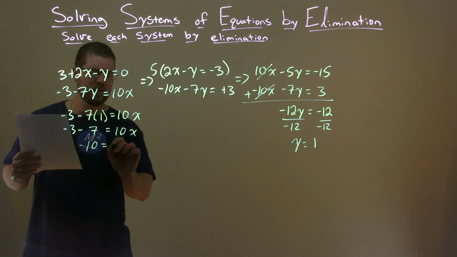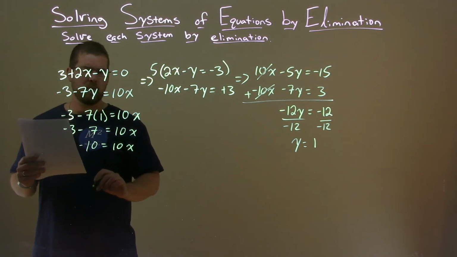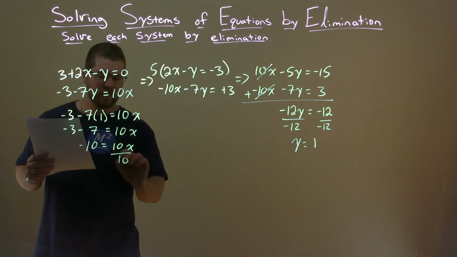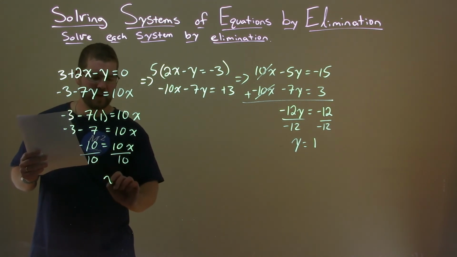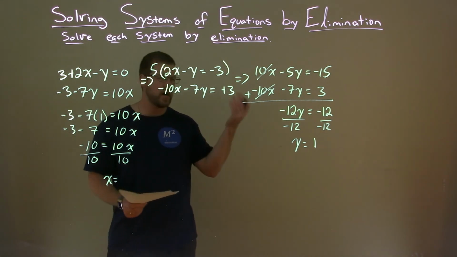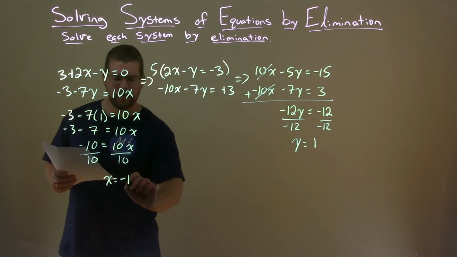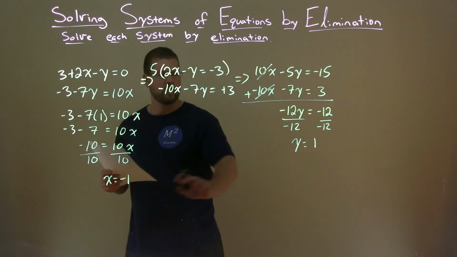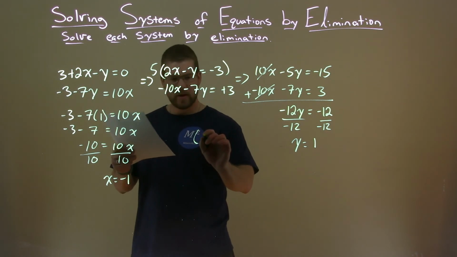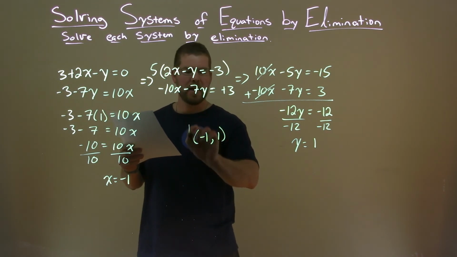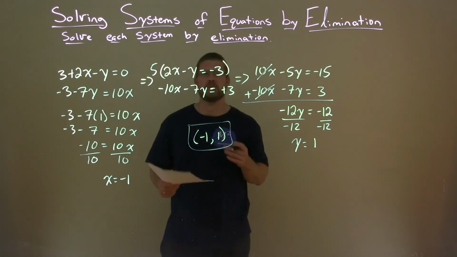Ooh, this is looking familiar. We want to get x again by itself. Divide both sides by 10. And we have x equals negative 10 divided by positive 10 is a negative 1. So we have our x and y value. Let's write that as a coordinate point, negative 1, 1, and that is our final answer.